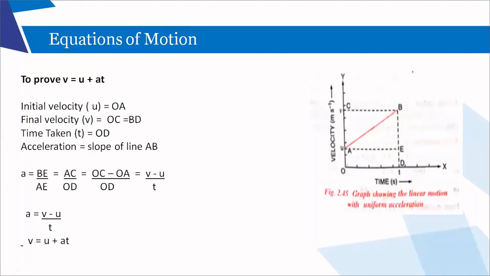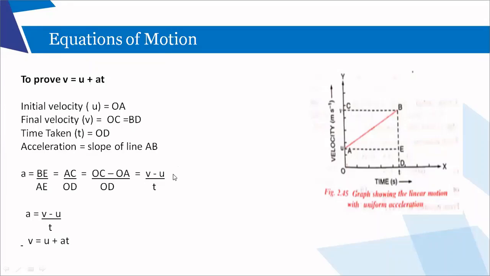Now look at AC. AC equals OC minus OA. OC is this whole line, and from it I subtract OA, this lower part, and I get AC. So that is OC minus OA upon OD. But what is OC? OC is V. OA is U, so I write V minus U, and OD is T.